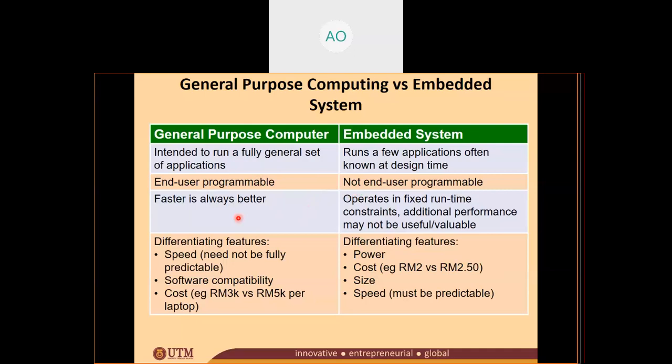And then for the general purpose computer, faster is always better. Of course, the faster the computer, the better. For the embedded system, it operates in a fixed runtime constraint, so additional performance may not be useful. And this is how to differentiate the features of the general purpose computer and the embedded system. To differentiate one computer from another, we can use speed, software compatibility, and cost. While for embedded systems, you can differentiate one from another by power, cost, size, and speed.